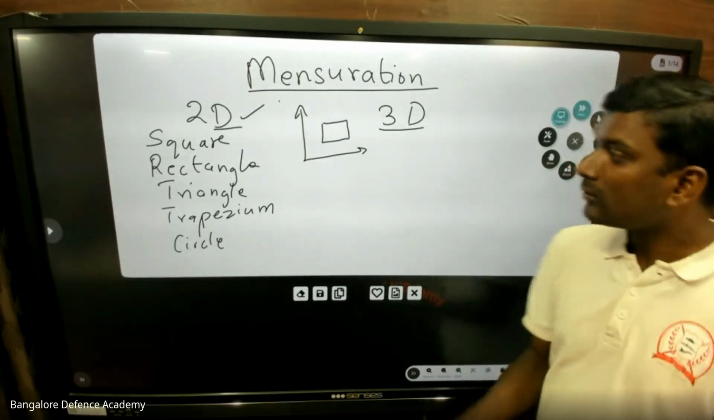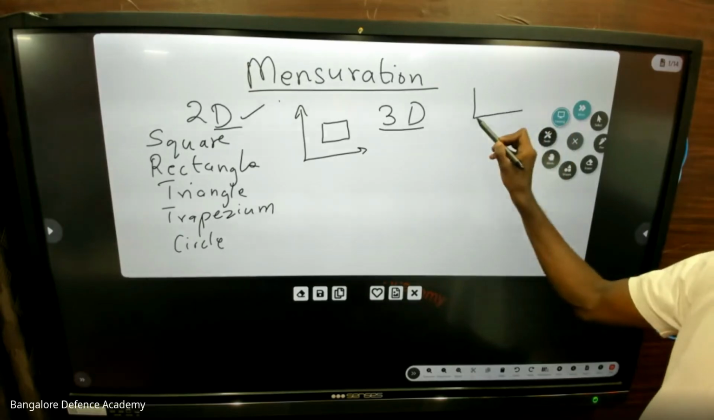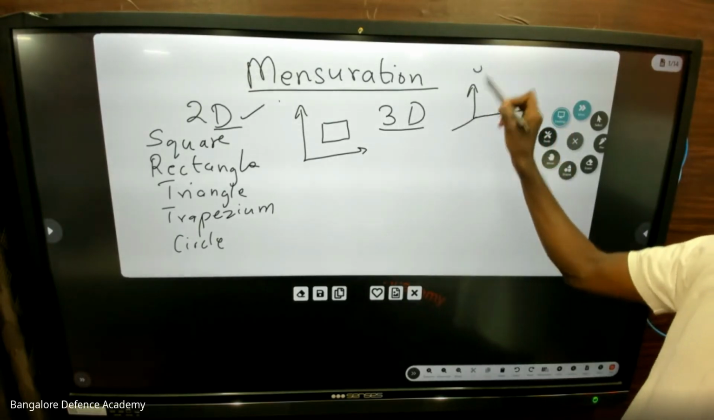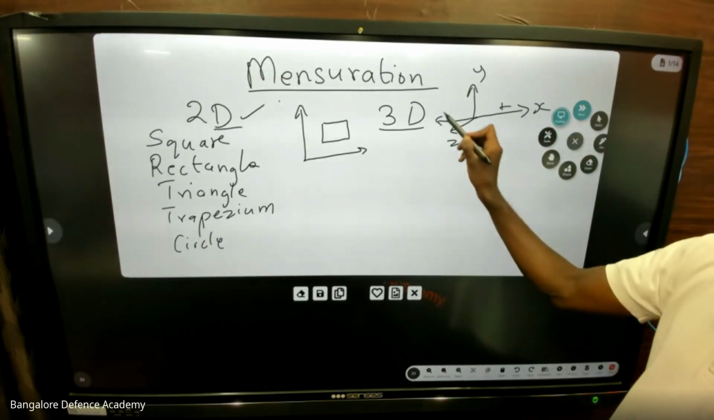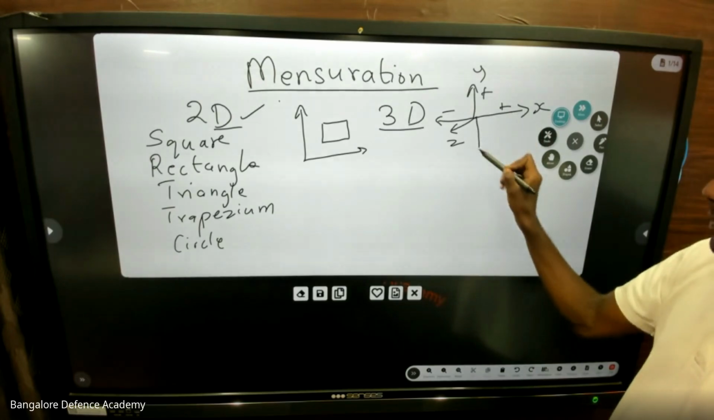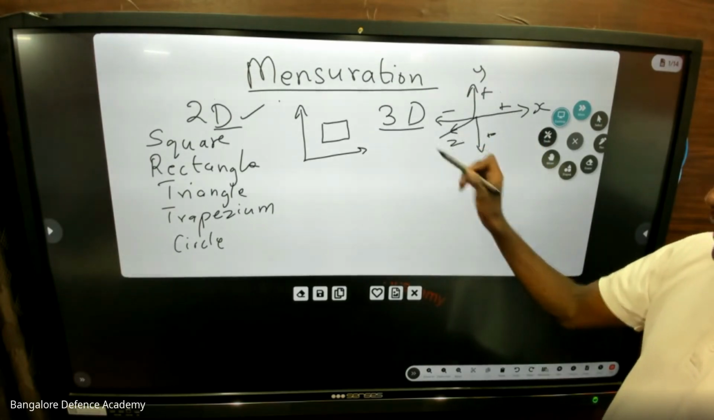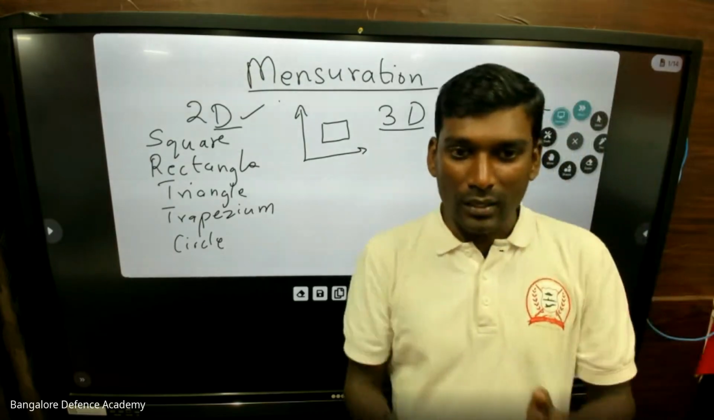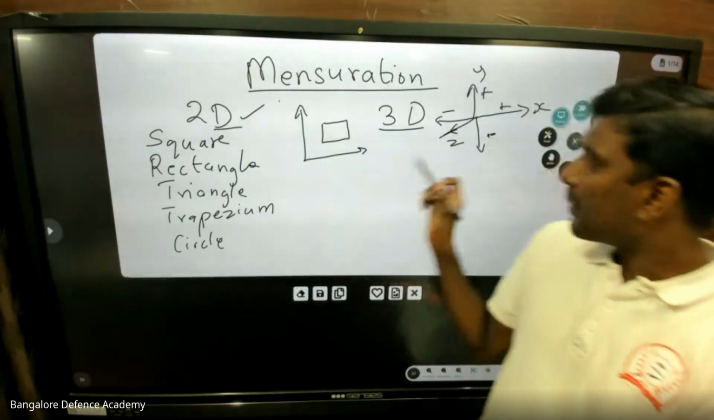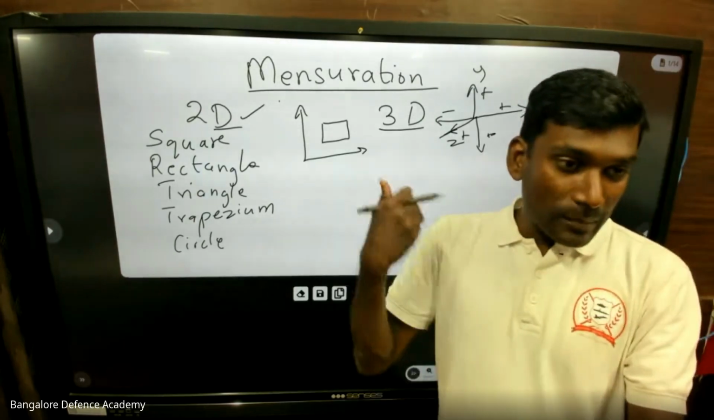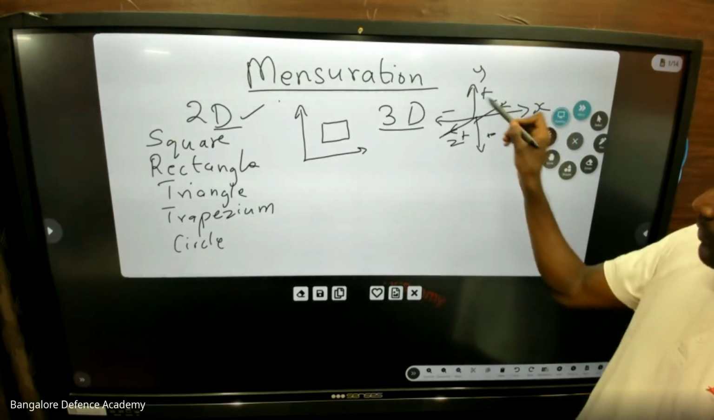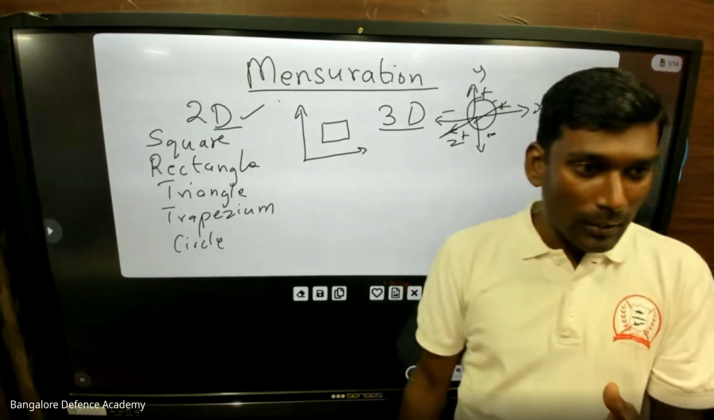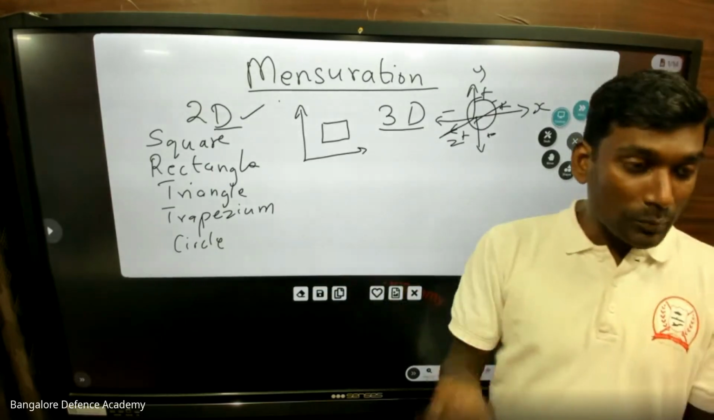Now what is the meaning of 3D? Three-dimensional. Here we have three axes: x-axis, y-axis, and z-axis. The x-axis is positive here and negative here, and the y-axis is positive here and negative here. The z-axis is coming towards you: toward you is plus, and going behind me is minus. So now we have three axes, and here I can show a football, a cube, a cuboid.